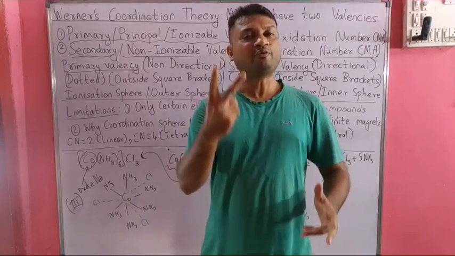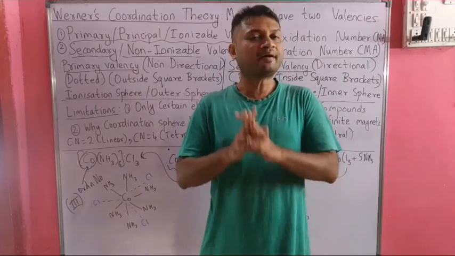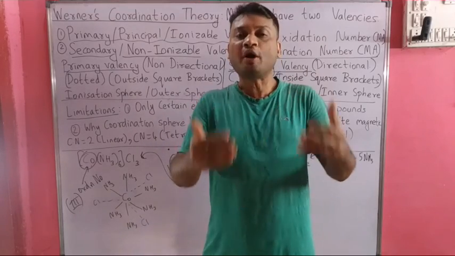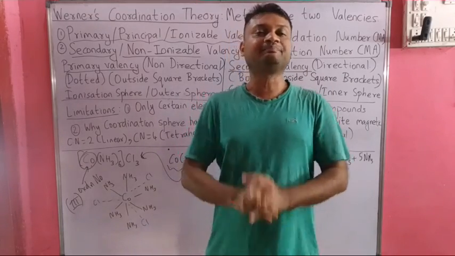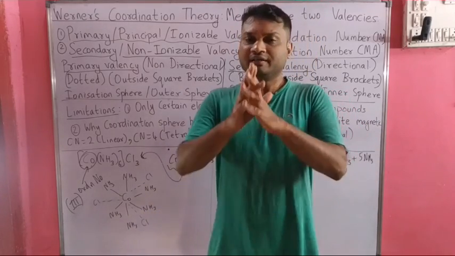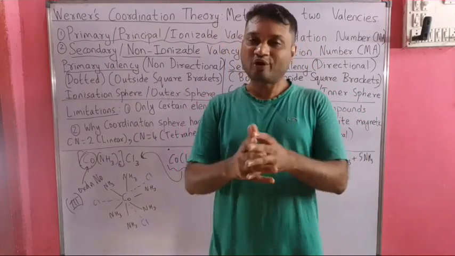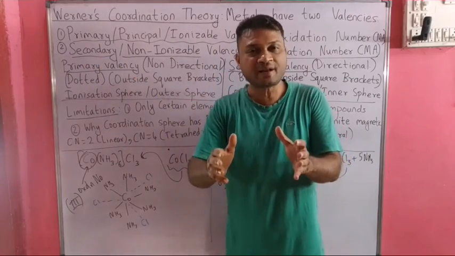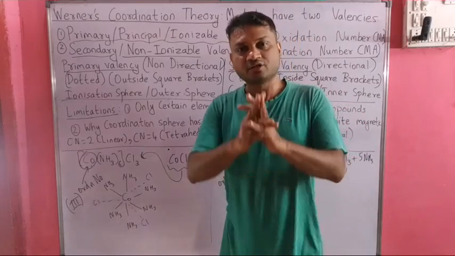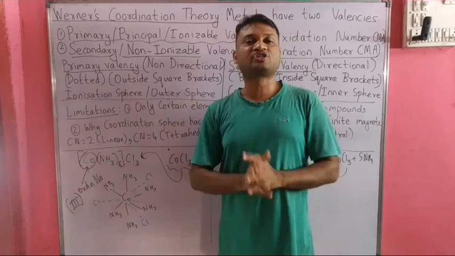So as we discussed, we have two types of valencies. One is primary valency, which refers to the oxidation number of the central metal atom, and the other is secondary valency, which refers to the coordination number of the central metal atom. Now let us see more points about primary valency and secondary valency. The primary valency, which refers to the oxidation number, is non-directional, because primary valency refers to the oxidation number. So in that case, we do not have any specific geometry or direction. So we can say primary valency refers to the non-directional nature.